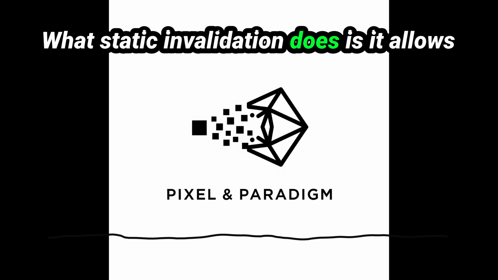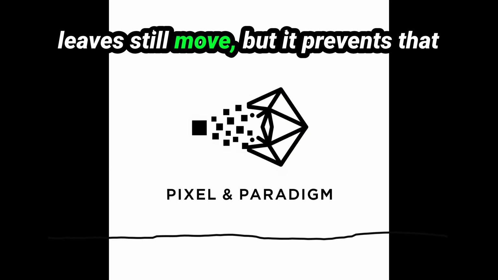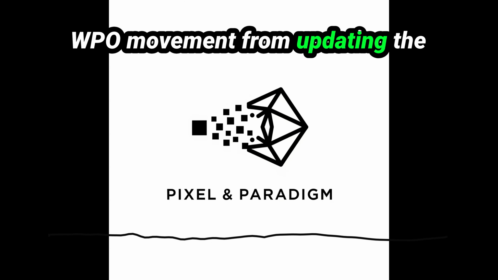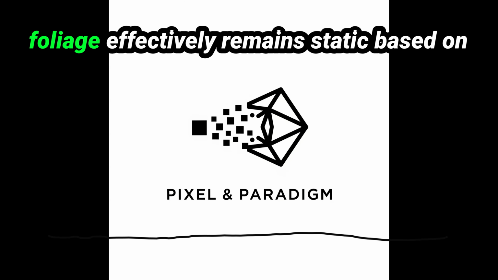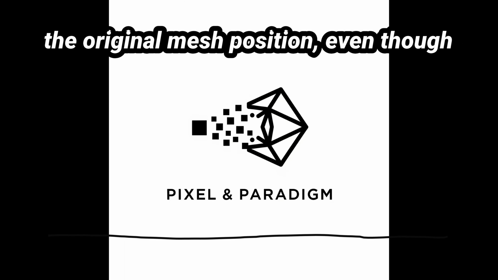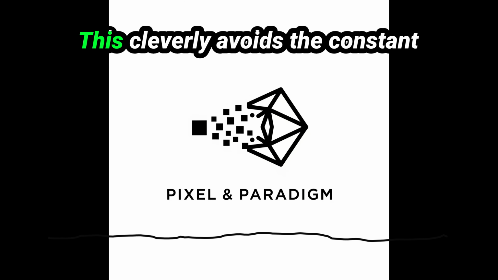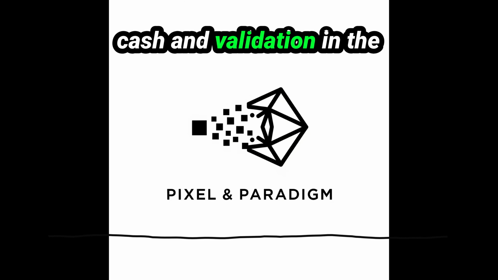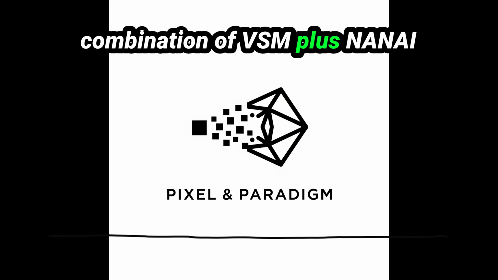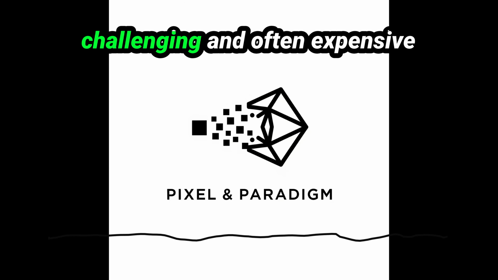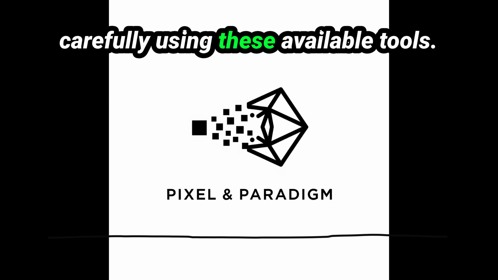What static invalidation does is it allows the WPO calculation in your material to deform the visual geometry so the leaves still move, but it prevents that WPO movement from updating the shadow representation in the VSM cache. This means the shadows cast by the foliage effectively remain static based on the original mesh position, even though the leaves themselves are moving visually. This cleverly avoids the constant cache invalidation and the associated performance cost. Nevertheless, the fundamental combination of VSM plus nanite foliage plus WPO remains a challenging and often expensive configuration unless you manage it very carefully using these available tools.